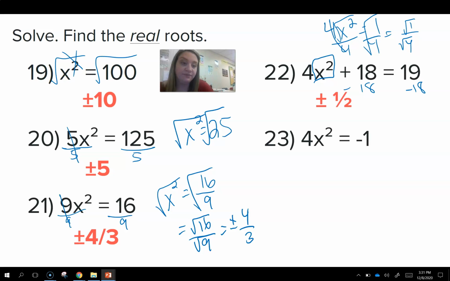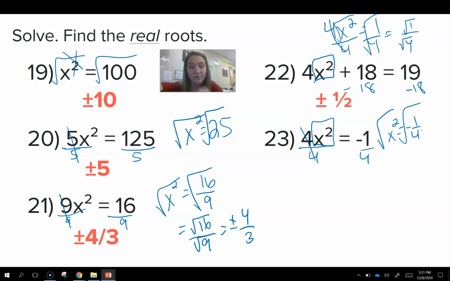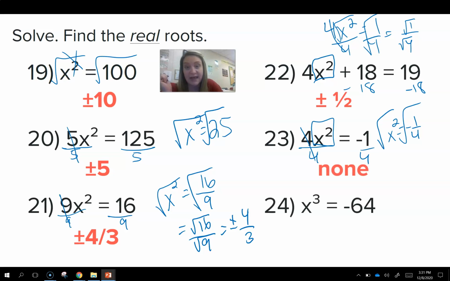All right, 23. Again, I need x squared to be by itself, so I have to divide both sides by 4 first. This gives me x squared is equal to negative 1/4. Now we square root both sides. I have a problem, don't I? I can't do the square root of negative 1/4. So because we end up trying to do a square root of a negative number, this one does not have a solution. There are no real roots. The only roots this one has are going to be imaginary. Okay, they are not real.